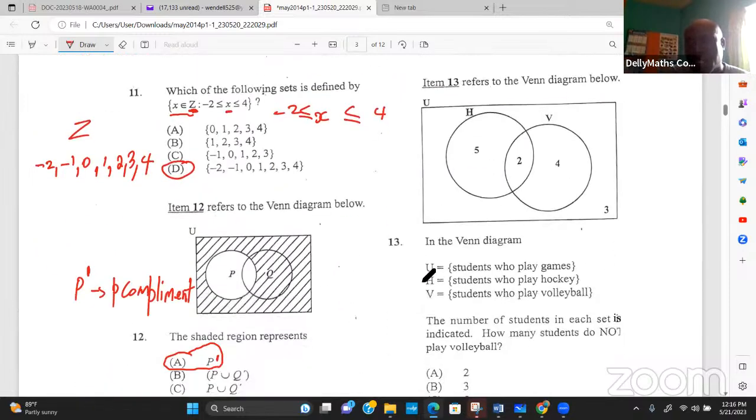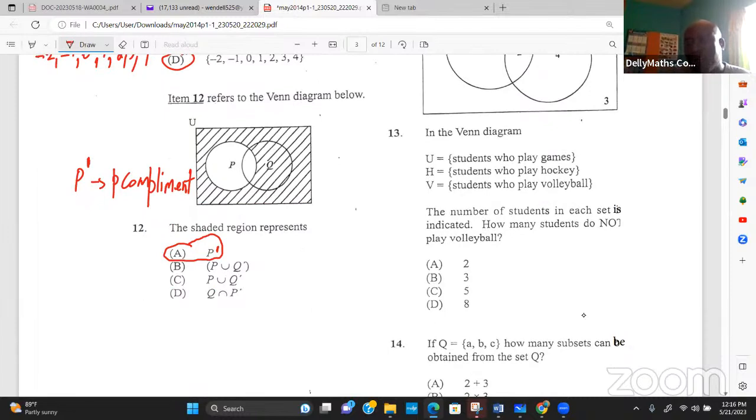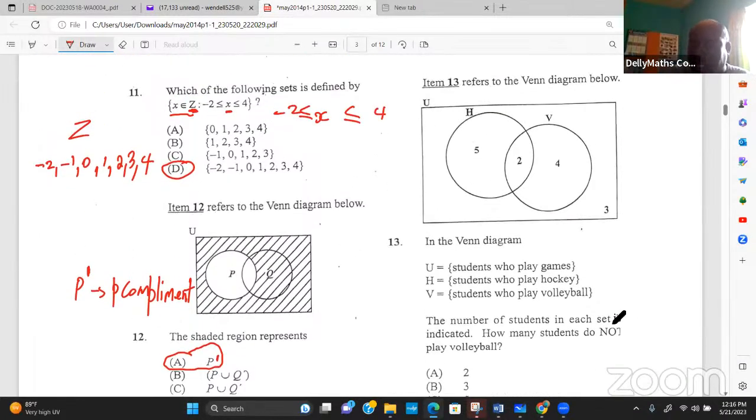Let's go to question 13. Question 13 says that item 13 refers to the Venn diagram below, right? In the diagram below, U, students who play games, H, students who play hockey, V, students who played volleyball, right? So it says the number of students in each set is indicated. How many students do not play volleyball?